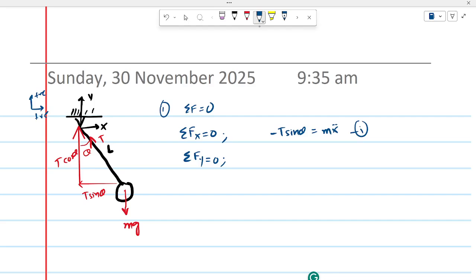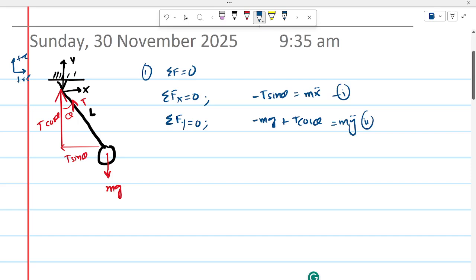And then we have the summation of all forces along the y-axis. The force because of weight acts vertically downward, that's minus mg. Then the tension acting vertically upwards, that's plus T cosine theta. Both equal m y double dot. So now we have two equations of motion.